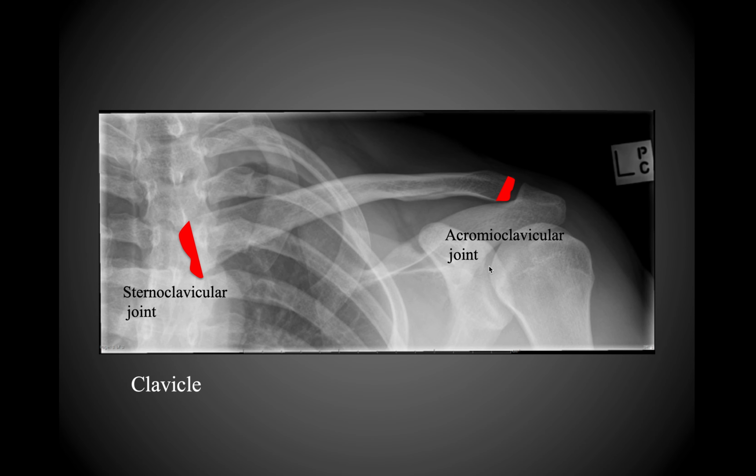But you can also appreciate in this image the size difference between the glenoid cavity versus the head of the humerus. So the glenoid cavity is very narrow and shallow, much more narrow and shallower relative to the size of the head of the humerus.